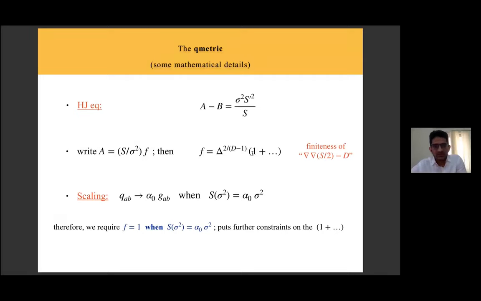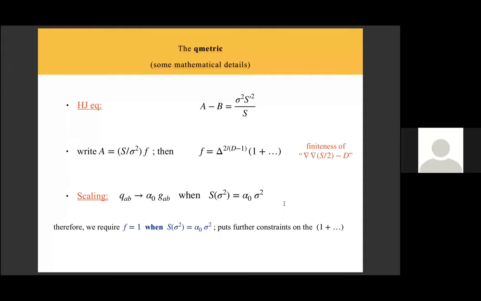But you can also acknowledge some other constraints that your Q_AB must satisfy, and the most important one according to me is the scaling constraint. Suppose you were not doing quantum gravity, suppose you didn't have a minimal length, suppose you had an ordinary differentiable manifold and your functions were related by a scaling transformation like this. Suppose you take geodesic distances and just multiply all of them by a constant, square root of alpha naught, then you expect your metrics to be related by a simple scaling transformation.